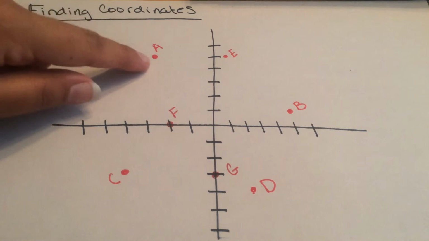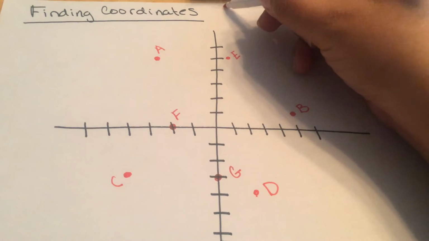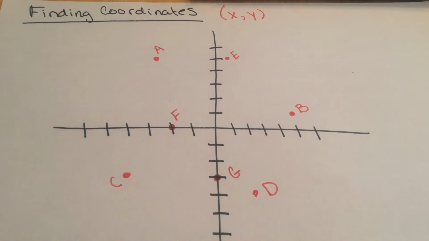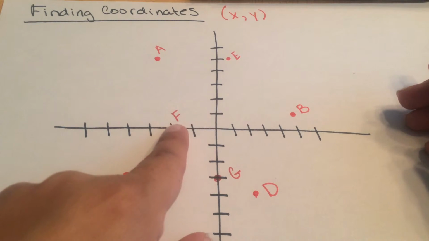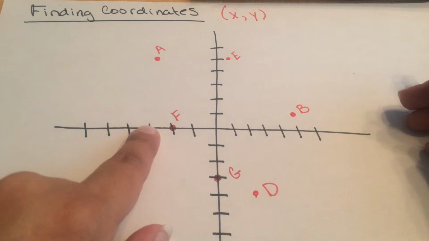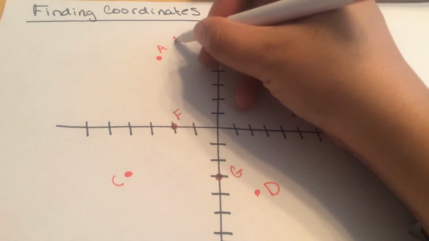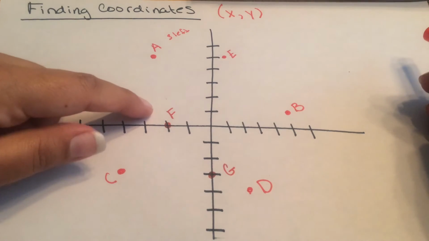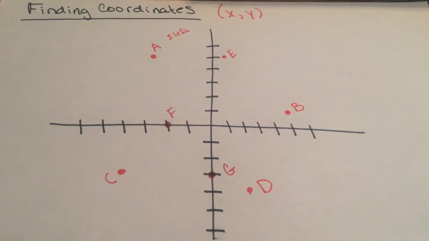Okay, so let's look at A. Again, as we work through, we need to make sure our ordered pairs are always going to be in the form of X, Y. So left and right movement first, and then our vertical movement up and down. So if I start at my origin, I can see to get to A, I have to move 1, 2, 3 places to the left. So I'm going to actually put that here. 3 left. Then what I have to do is move 1, 2, 3, 4, 5 places up.